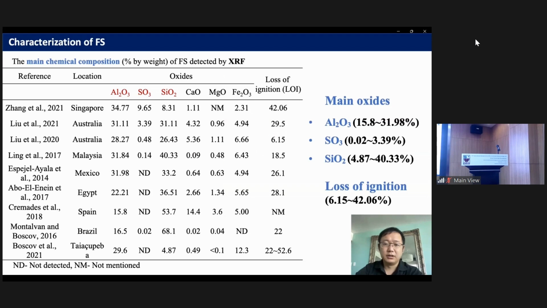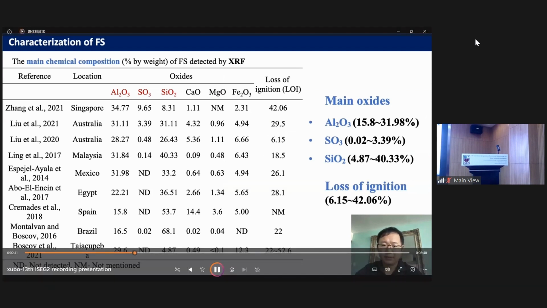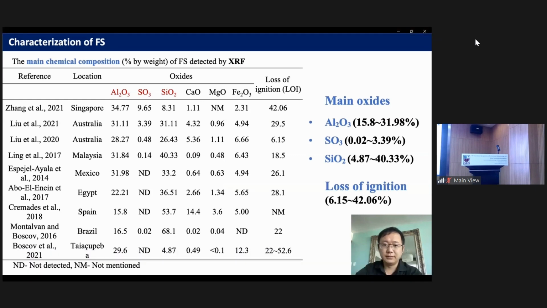These two are from the coagulant used in the water treatment process, such as aluminum sulfate. The third one is silicon oxide. It is from the water sources. We also detected the loss on ignition. It varies from 66% to 42%. This is due to the different water sources in different countries.